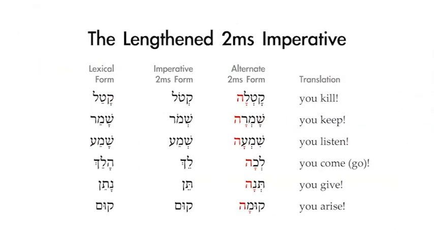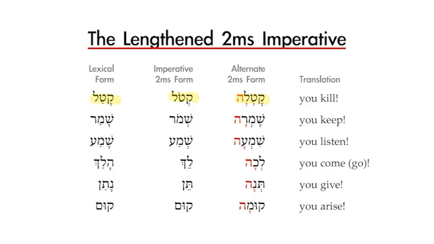One interesting feature related to the imperative is that on occasion, the imperative verb will take an extra kamets hey ending. This is called the lengthened 2ms imperative. Let's look at some of these examples. Here we have our lexical form katal. The imperative 2ms form is katol. Then there is the alternate 2ms form, the lengthened imperative, kotla.